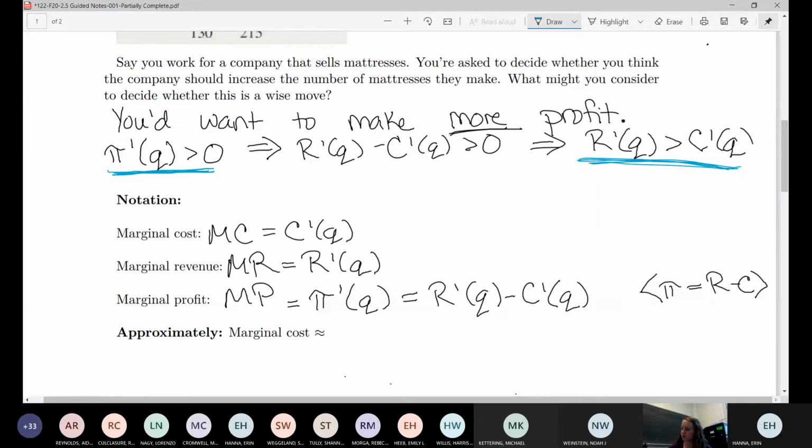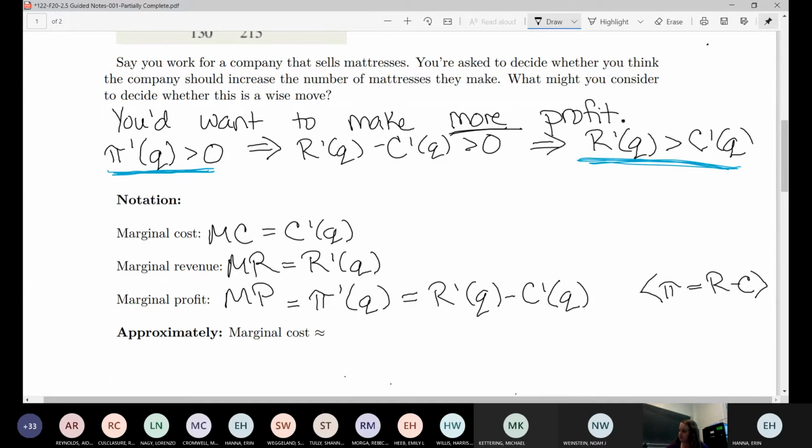Sometimes we're going to need to use one over the other. Say we're only given cost and revenue, then we really need to look at revenue versus cost as opposed to finding the profit function. Especially, we'll see some examples in a second where we're just given the graphs and not the equations, so we can't find the profit function. So we would need to use the relationship between R prime and C prime.